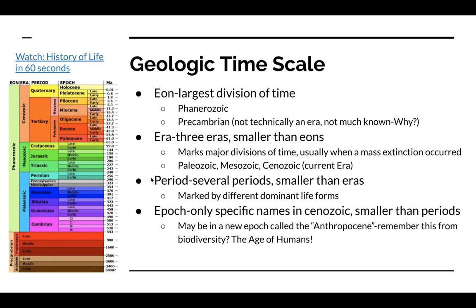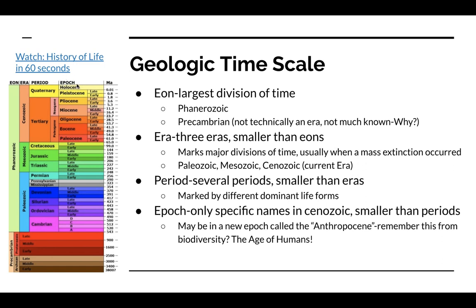Now, periods are smaller than eras, and they are marked by different dominant life forms. So the Devonian, which is a very interesting time period in the Paleozoic, is sometimes called the age of fish because fish were evolving many different life forms, and there were varieties of fish swimming in the oceans. And during the Paleozoic, most of the Earth's surface was covered with oceans, warm, shallow seas. And so there was a lot of really cool aquatic life.